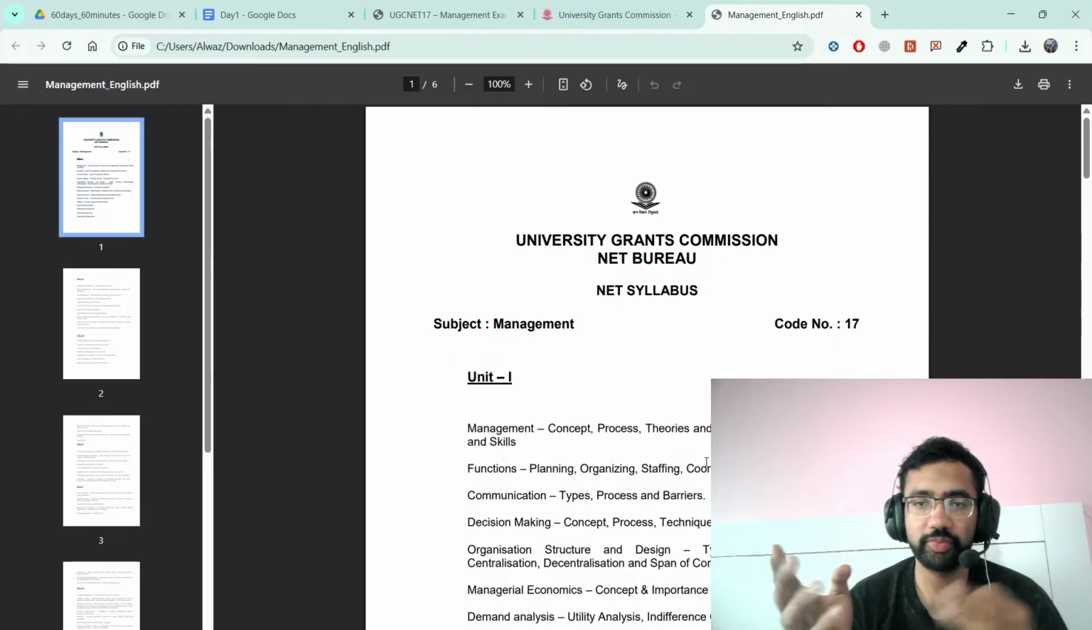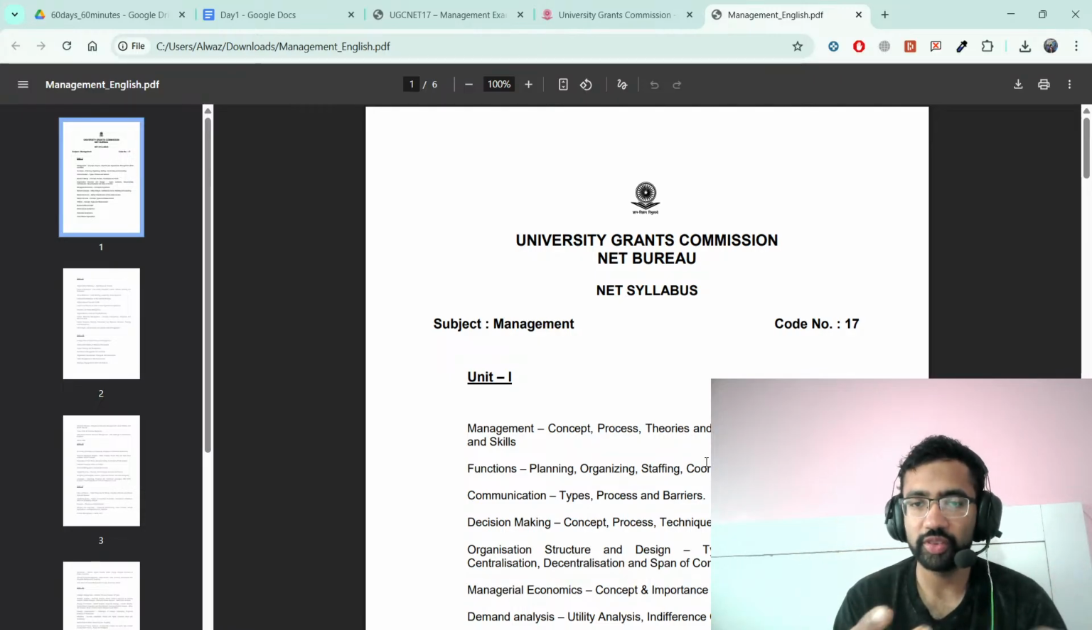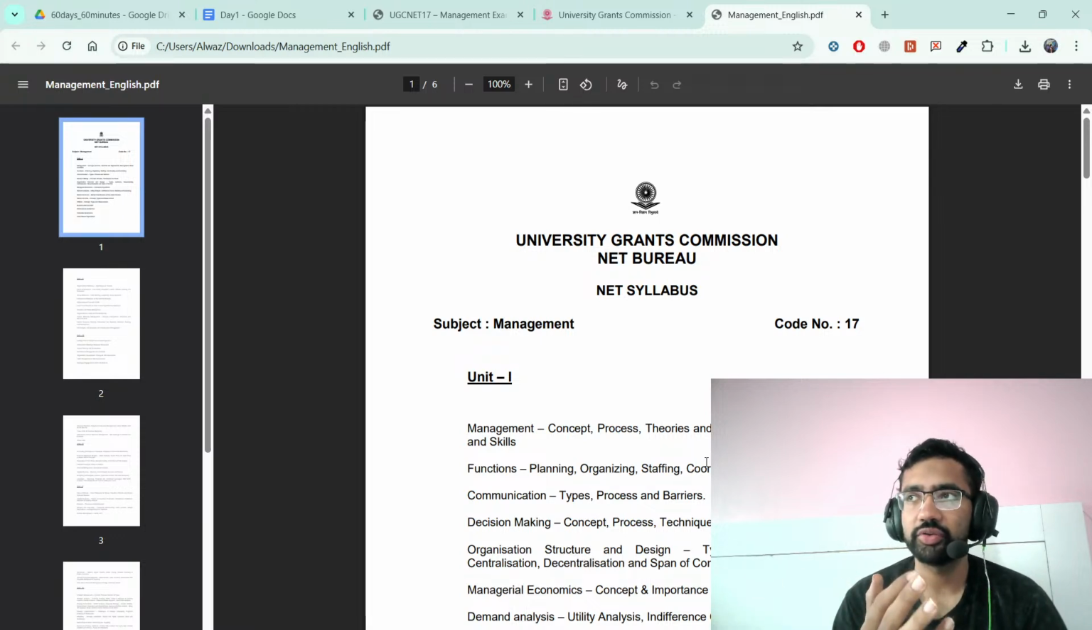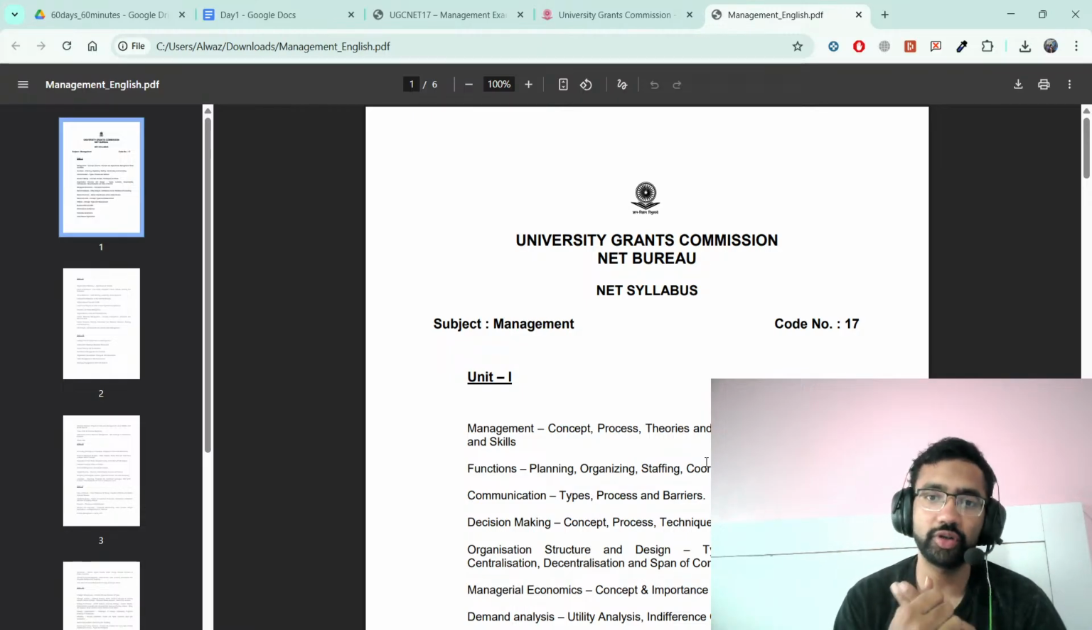UGC NET management examination falls more towards, I would say, the CET type. The questions will not be tough, that they will be hard to crack. It will be more on the easy side, and you just need to finish it fast. And the second axis on which you can discuss the examination is, do they ask application based questions or rote learning based questions?